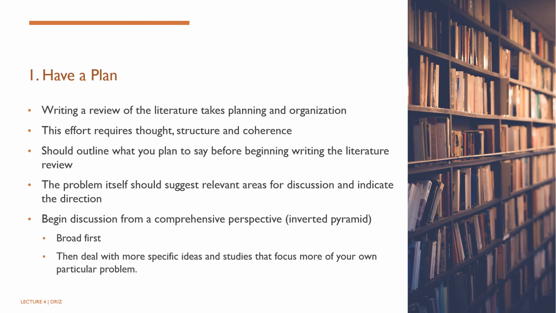Your research problem should suggest relevant areas for discussion and indicate the direction of your review. One example of a plan is to begin discussion from a comprehensive perspective, also known as the inverted pyramid. That is, by discussing the issue broadly at first, and then dealing with more specific ideas and studies that focus more on your own particular problem.